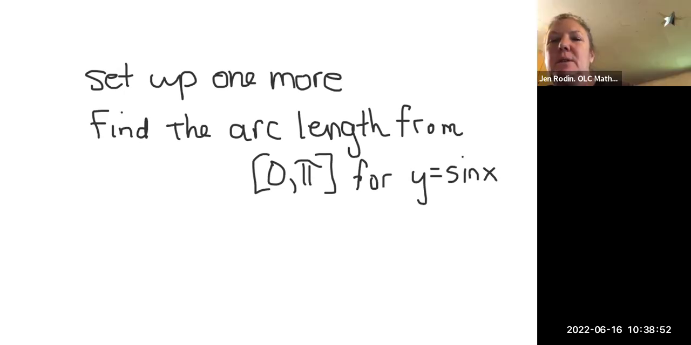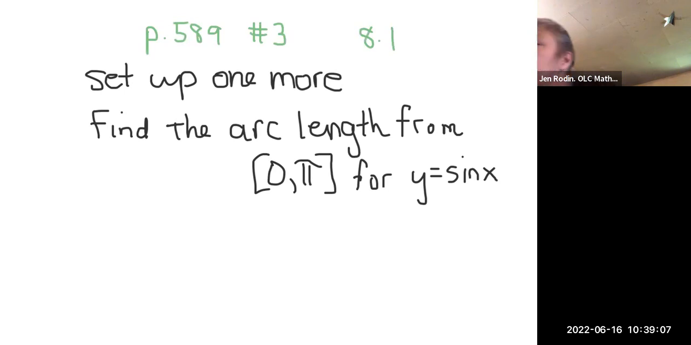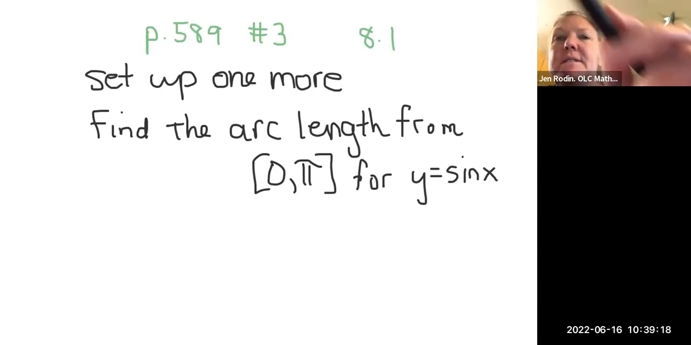Okay, so here's one more with trig on it. We'll just set it up. This is number 3 in the book, section 8.1. Again, I don't get into really hairy ones of these where you would need your integral formulas and technology, just in case some people don't have their technology. But I'll talk about the integral formulas tomorrow in class.